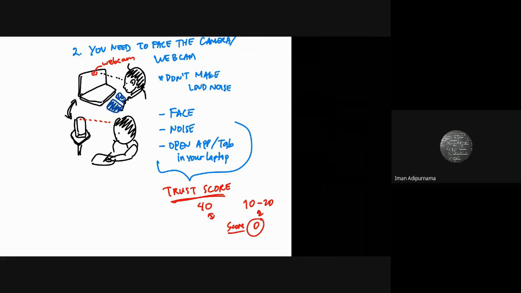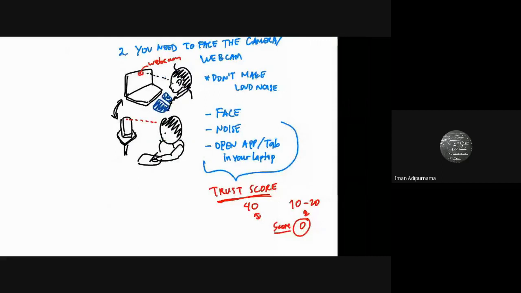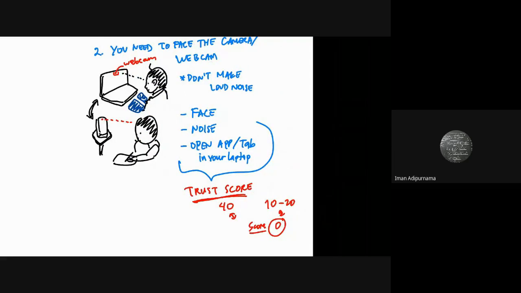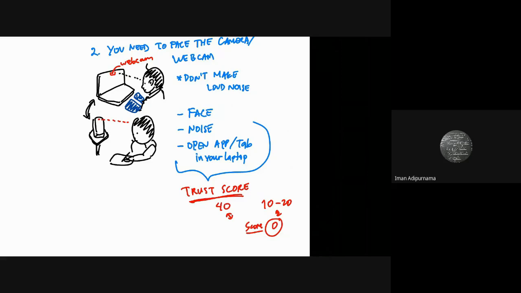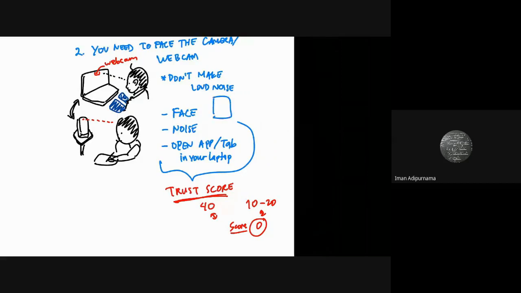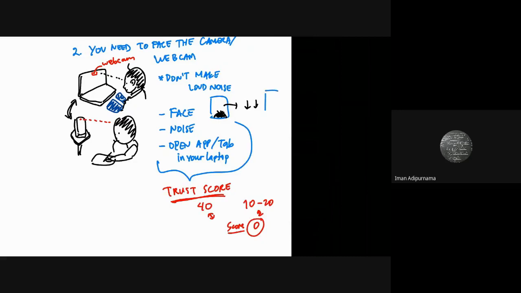So how will this trust score be evaluated? First, the software will randomly take pictures of you. Okay, and maybe it shows only your hair, not your face. This is low. The trust score is low. So if you have full face, that will be better. The trust score is high. So if you keep getting low scores on these face detections, the trust score gets lower and lower.